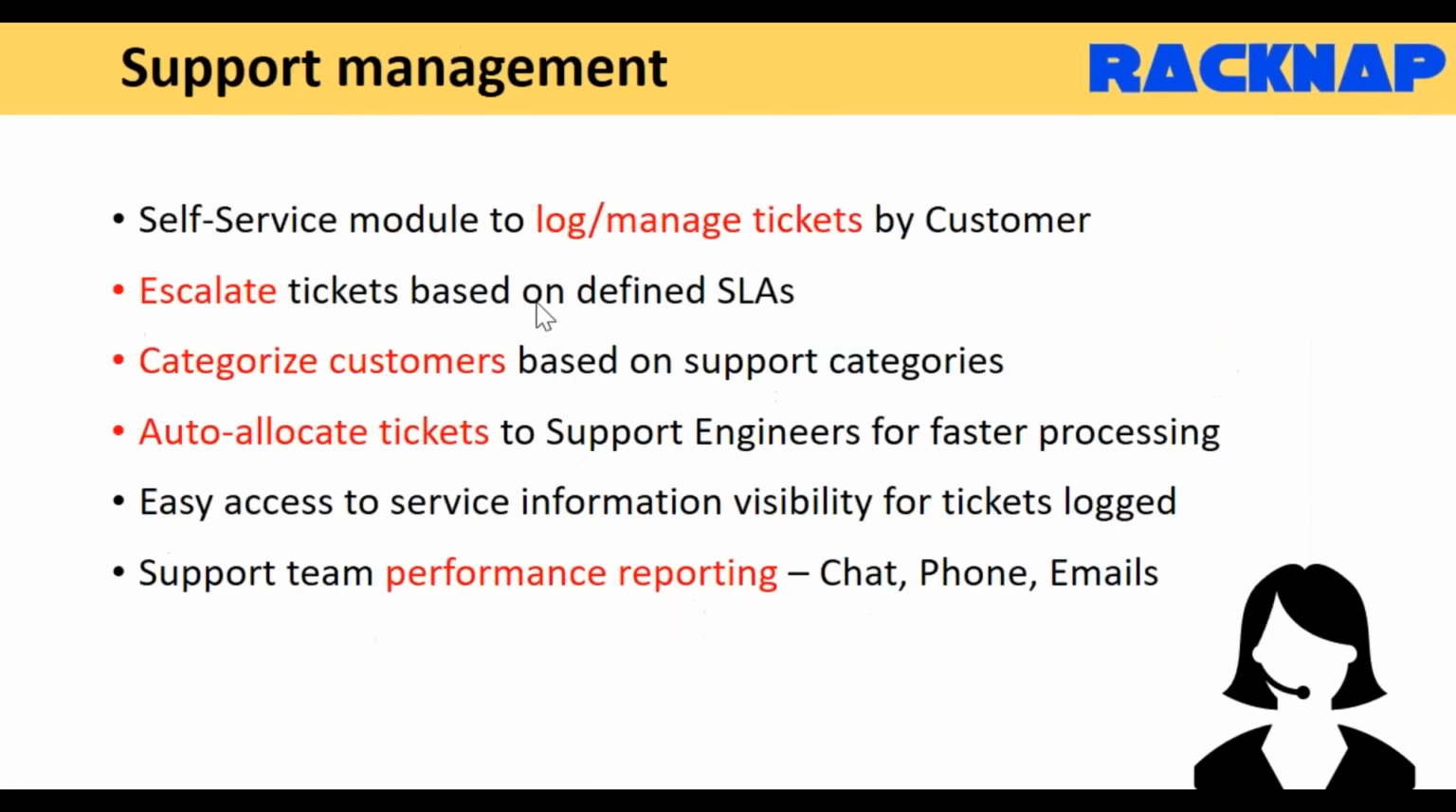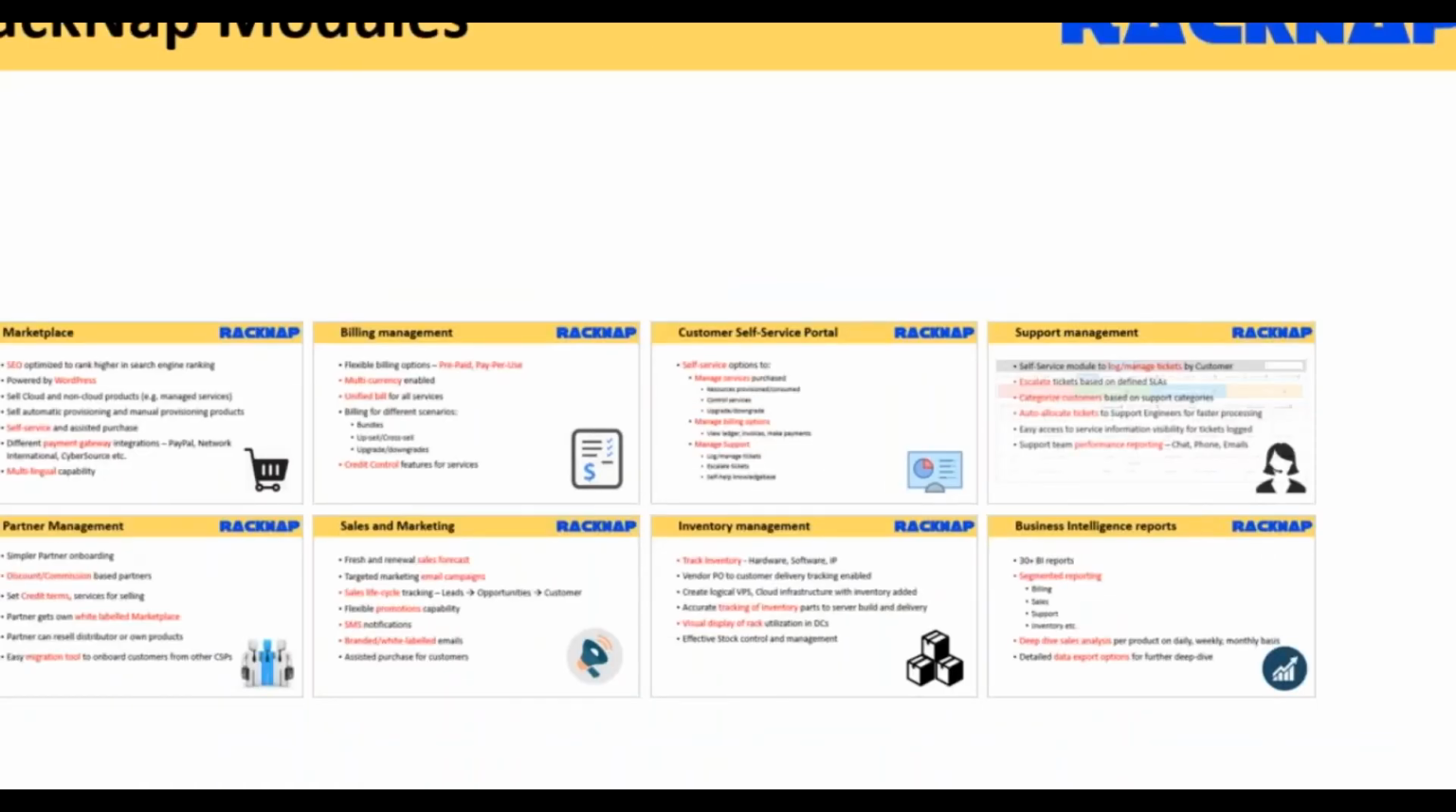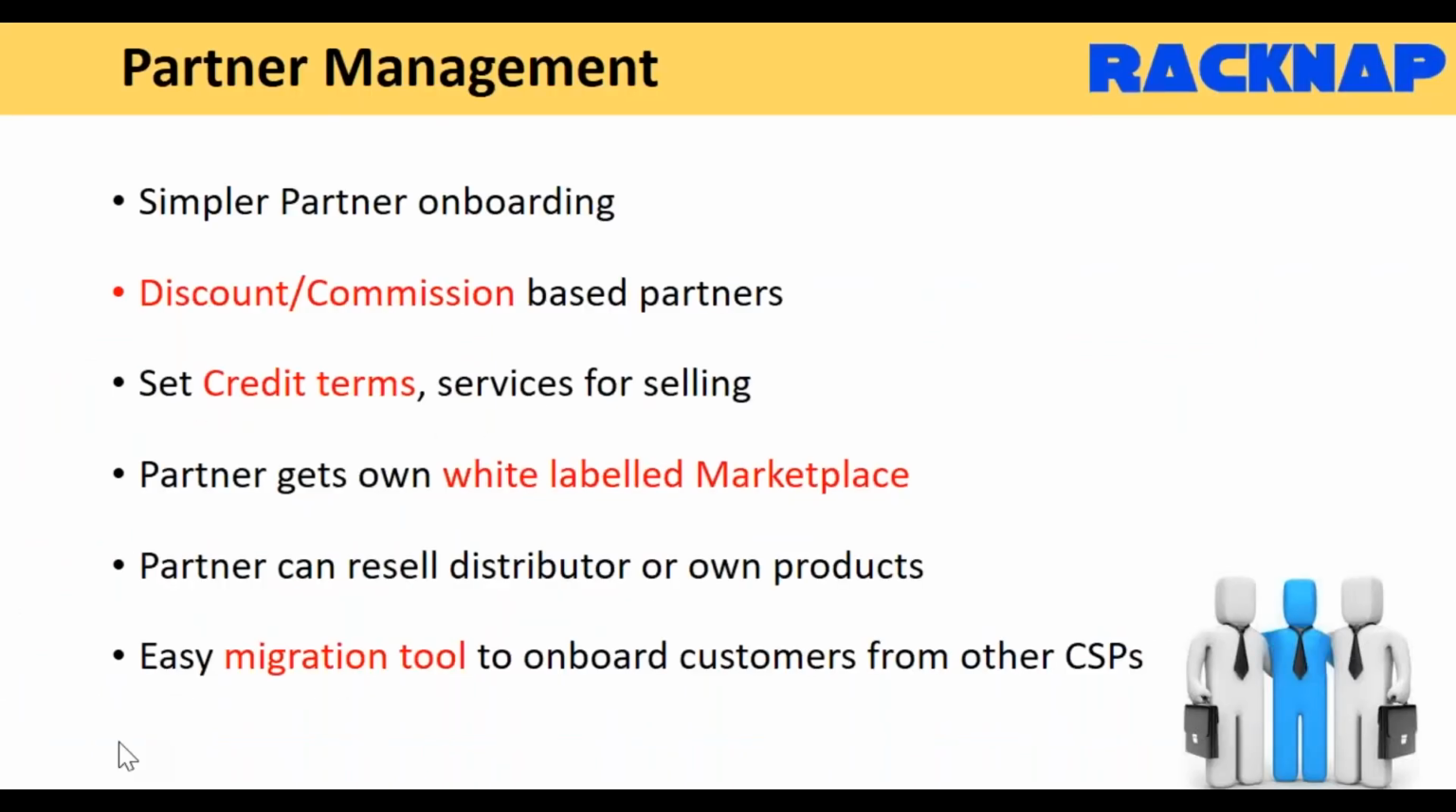And support, we looked at escalation options. Customers can also look at auto allocation of tickets. So you as a CSP can automatically allocate tickets to your engineers based on the product. You don't want to spend time on it because it's very obvious that there is a Windows SME who talks about Azure, so you can automatically assign that to that engineer, right? And partner management, if you are selling via channel partners, RackNap helps you with discount and commission-based partner setup. Credit terms can be set up for the partners. Migration tools. I know we didn't do justice to the partner module in this session, but be assured that plenty of capability for partner management is also available.